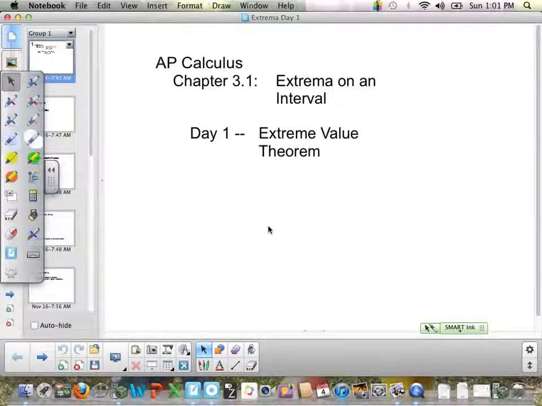Chapter 3.1, Extrema on an Interval. Day 1, the Extreme Value Theorem.